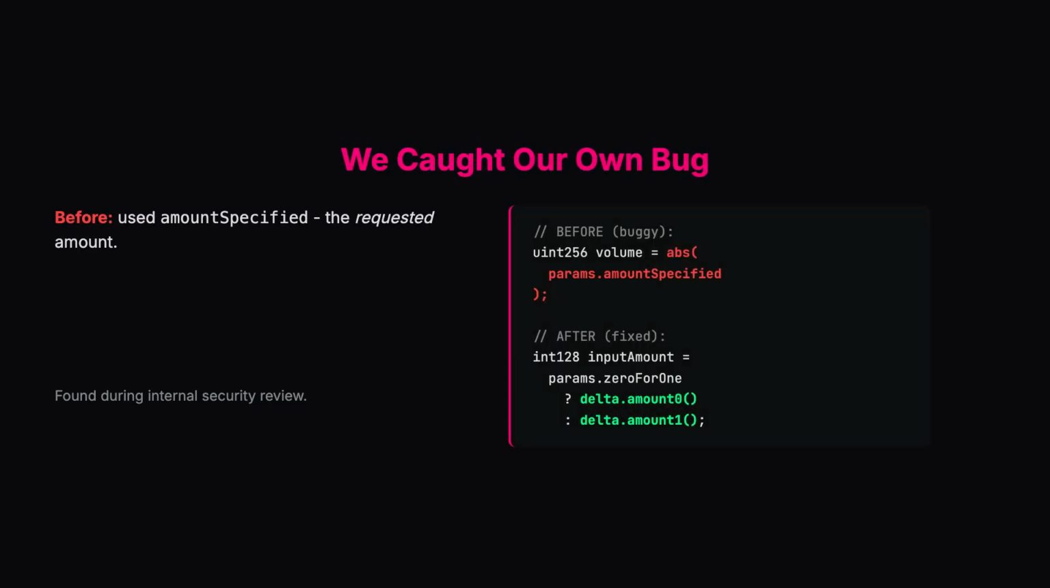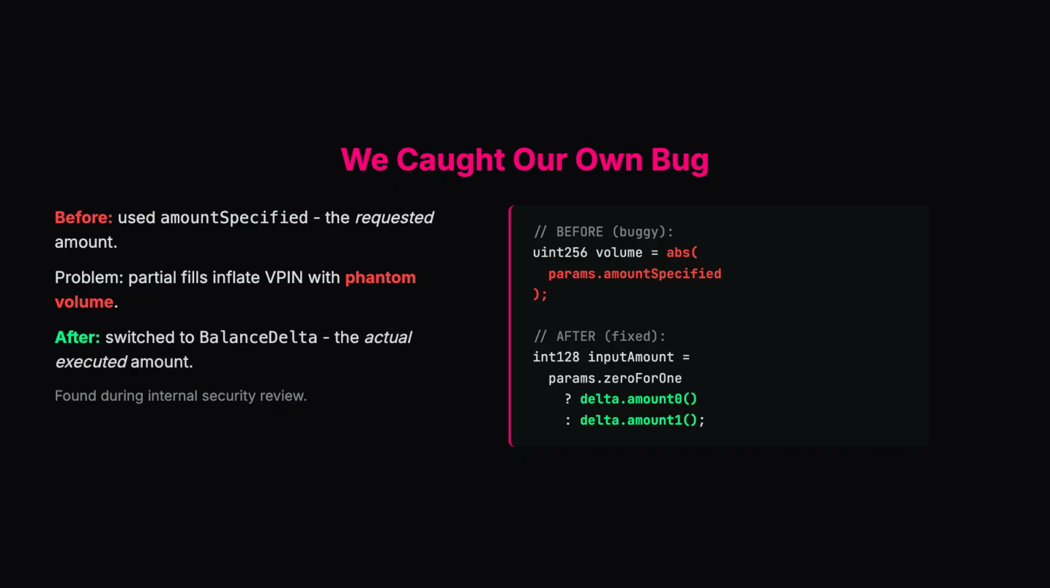Originally, we used amount specified to track volume, the amount the user requested. But if a swap partially fills, the actual executed volume is less. That would inflate VPIN with phantom volume. We fixed it by switching to balance delta, the actual amount that went through.